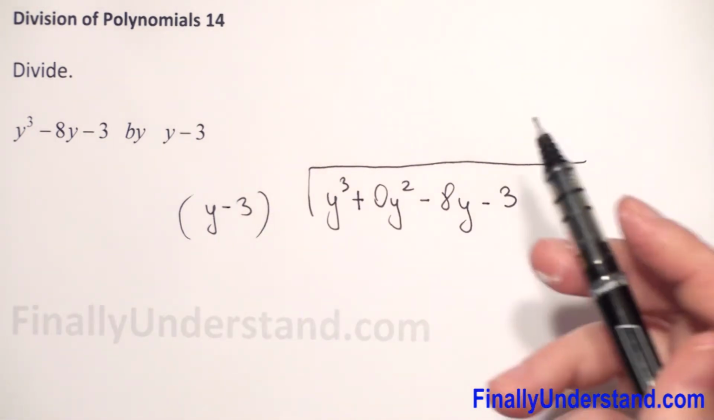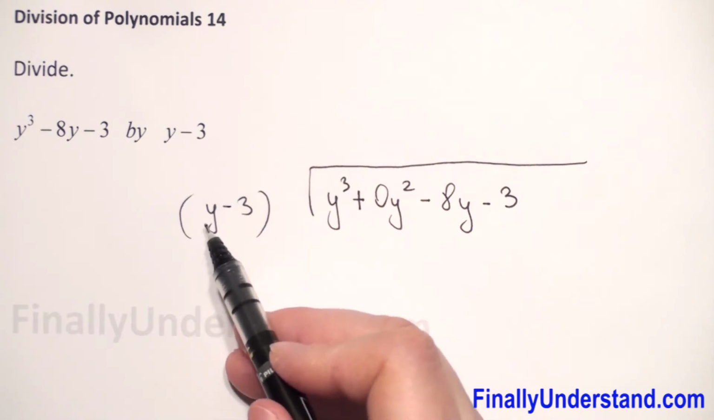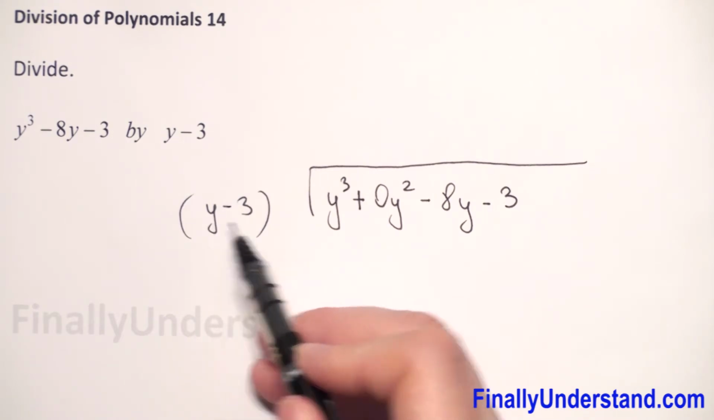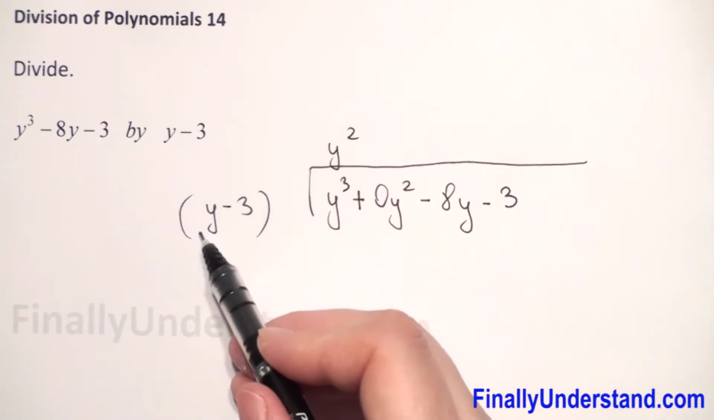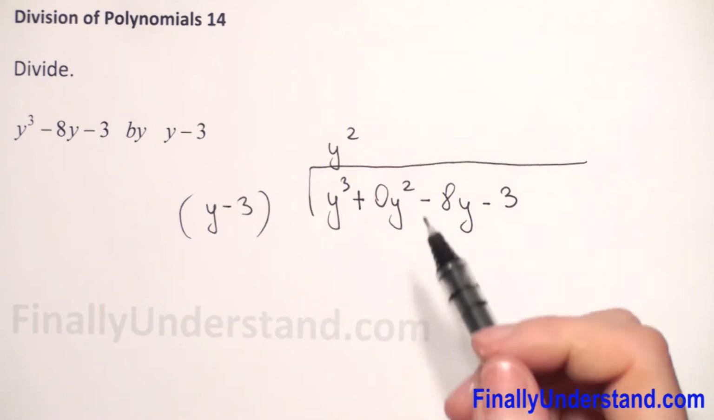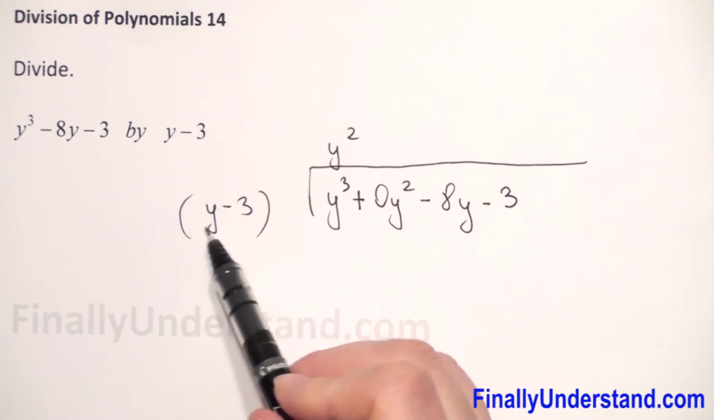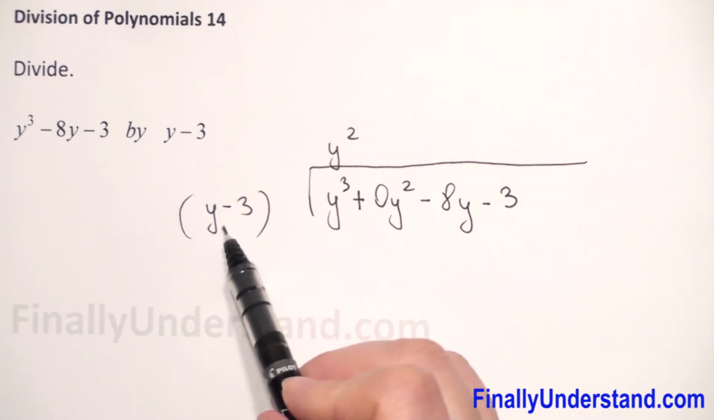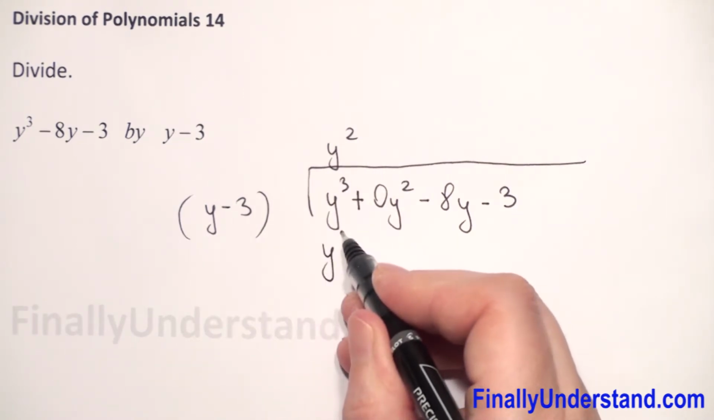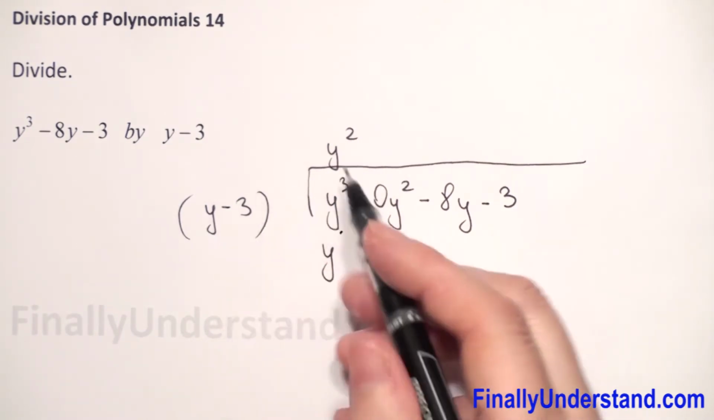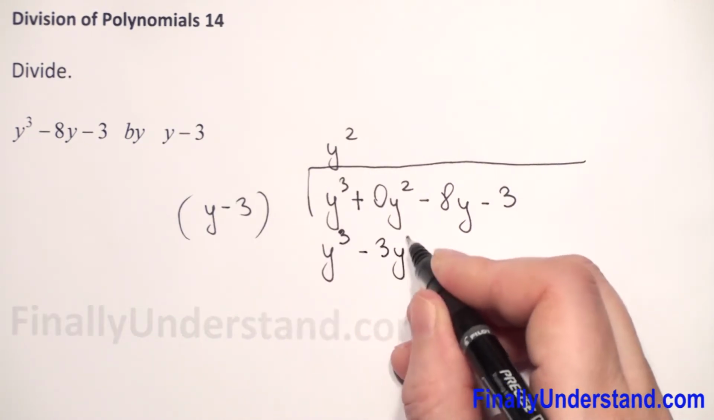We have to concentrate always on the first terms, y cubed and y, and ask yourself, by what do I have to multiply y to get y cubed? Of course, by y squared, because y squared times y gives me y cubed. And now I have to multiply every term in the parentheses of our divisor by y squared. So y squared times y is y cubed. Y squared times negative 3 is negative 3y squared.